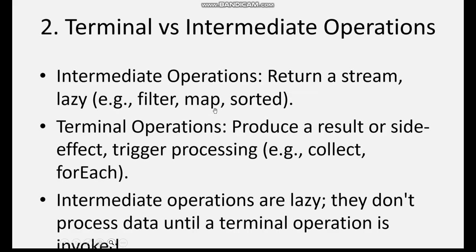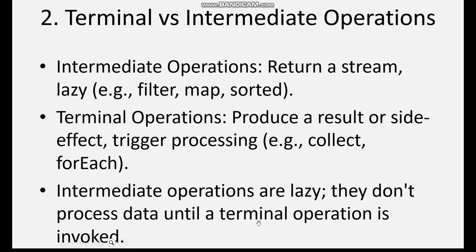These methods are of the Stream API in Java. These are intermediate operations, these are terminal operations. Intermediate operations are lazy, they don't process data until a terminal operation is invoked. So that's why intermediate operations are lazy, because they won't return any end result. So at the end we need to call the terminal operation, for example collect or forEach. So that's why we can return the end result.